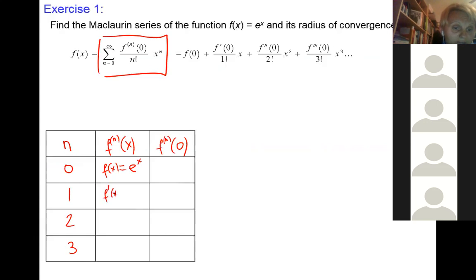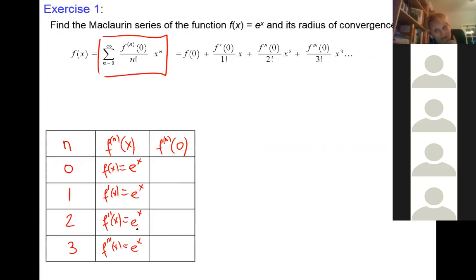1 means the first derivative. Can you tell me the first derivative of e to the x? E to the x is quite a nice function. Of course, thank you, Anthony, it is e to the x. 2 means the second derivative. What's the second derivative? It is the derivative of the first derivative. That means it's e to the x, right? And what about the third derivative? The third derivative, of course, same, thank you, e to the x.